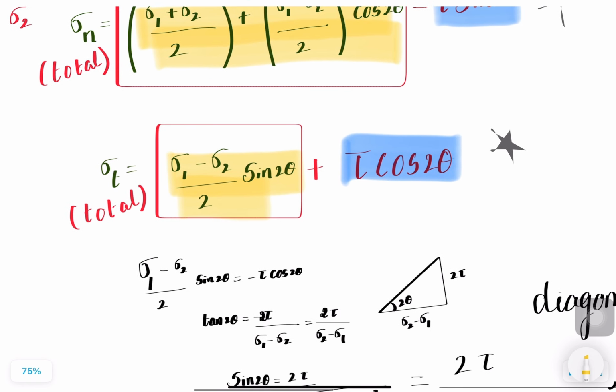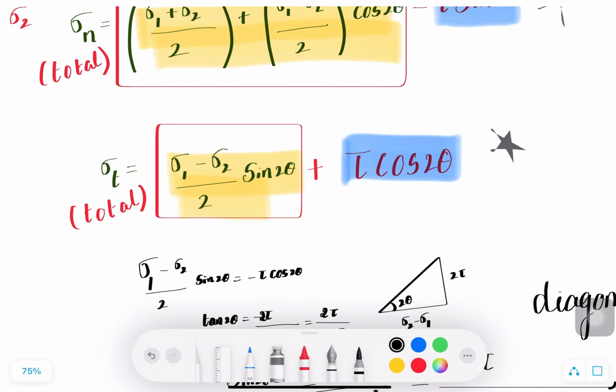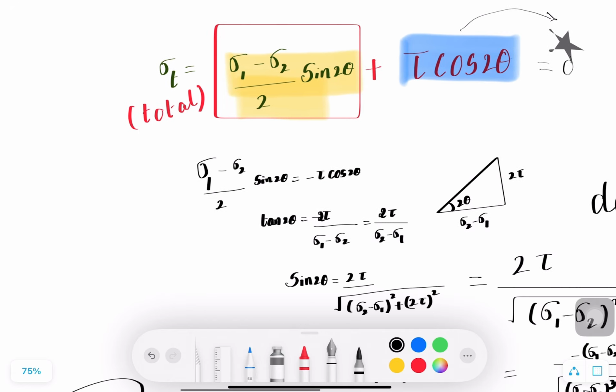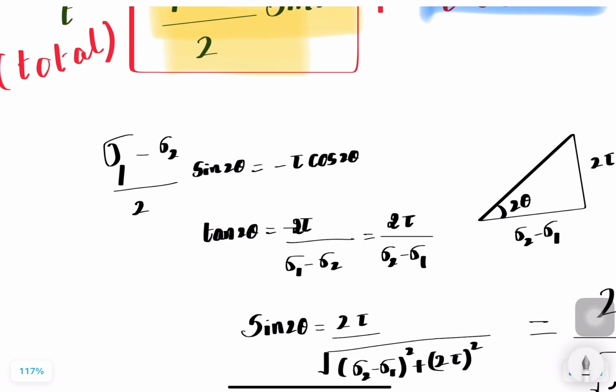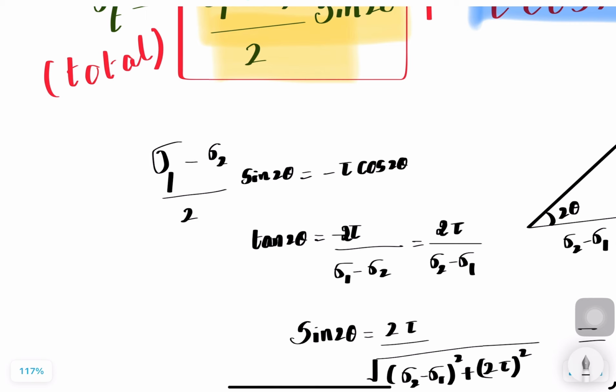So that's what I have done here. You could see that when you equate this particular shear stress expression to zero, here we go, you can take this term and throw it to the right hand side. So that's what I have done here. Okay, so (sigma 1 minus sigma 2) divided by 2 into sine 2 theta is equal to, well, I have thrown that term to the right hand side, so there is a negative sign there.